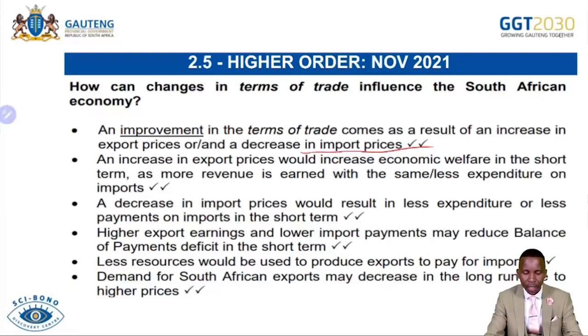And then a decrease in import prices would result in less expenditure or less payment on imports in the short term. Higher export earnings and lower import payments may reduce the balance of payments deficit in the short term. Less resources would be used to produce exports to pay for imports. Demand for South African exports may decrease in the long run due to high prices. So, like I've said, if our exports are becoming expensive as a country, there will be lower demand in the long run, meaning that our goods will not be demanded at a higher rate abroad. That will lead to our deficit increasing further, because as our export prices are higher and import prices are lower at times, we demand more imports, and that will lead to the BOP deficit stretching.